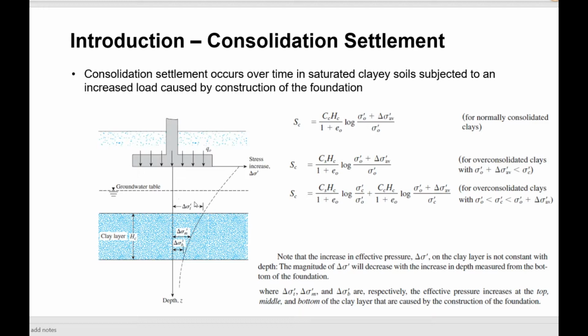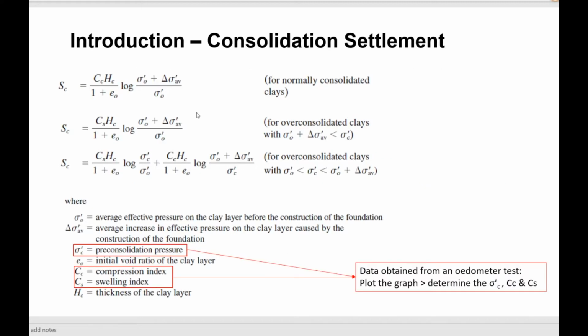From the bottom of the foundation, you can see the decrease of the delta stress prime. So you can see here that we have the delta stress prime for the top of the clay layer, and then in the middle and at the bottom part of the effective pressure. So this is the equation again. For the normally consolidated clay, we have all these parameters that we need to identify. So we have the Cc. What is the Cc? Cc is the compression index. The Hc is the thickness of the clay layer. The e naught here is the initial void ratio of the clay layer.